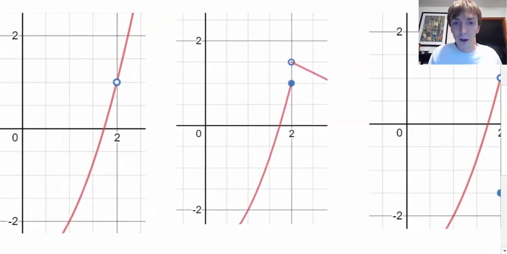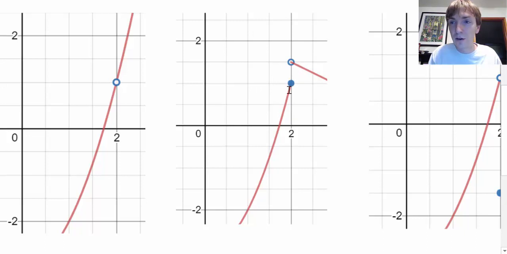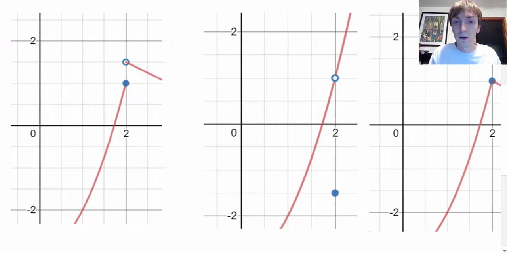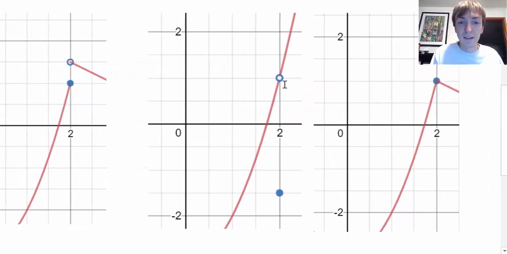Here we go. In this third one right here in the middle, what's the problem? This time we have a value, it's that closed dot. However, the limit from the left is not equal to the limit from the right. So the two-sided limit doesn't exist because the left-hand limit is not equal to the right-hand limit. And so condition 2 fails. That's why this is not continuous. In this last example, or this fourth example, this one is the kind of odd one out.